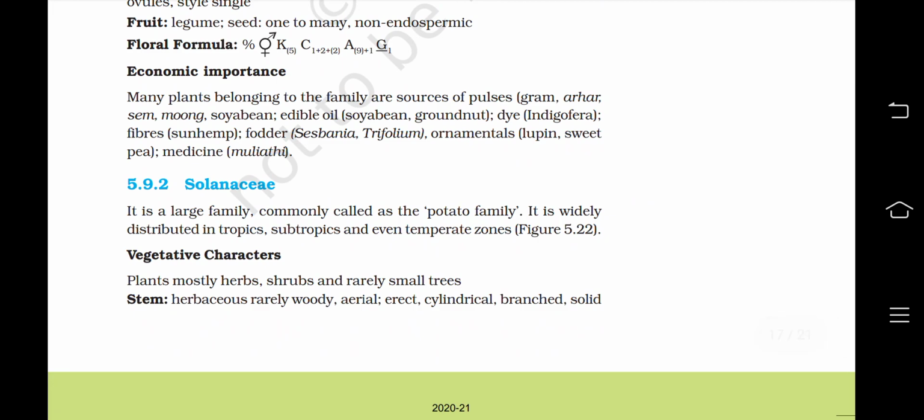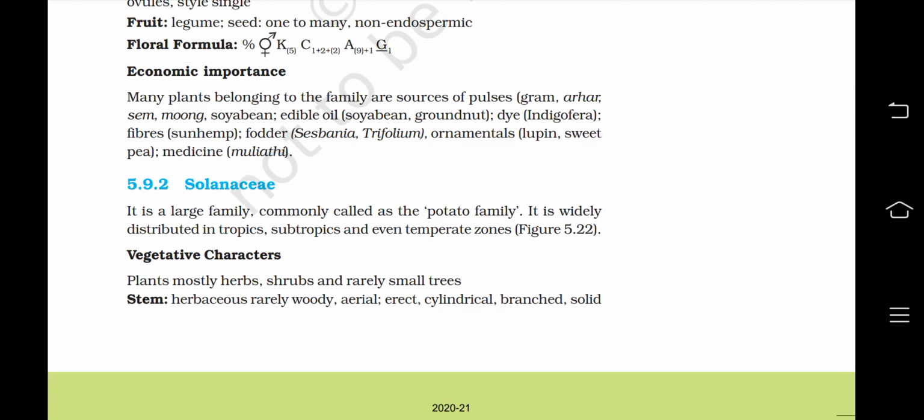Solanaceae. It is a large family, commonly called the potato family. It is widely distributed in tropics, subtropics, and even temperate zones. Vegetative characters: plants mostly herbs, shrubs, and rarely small trees.